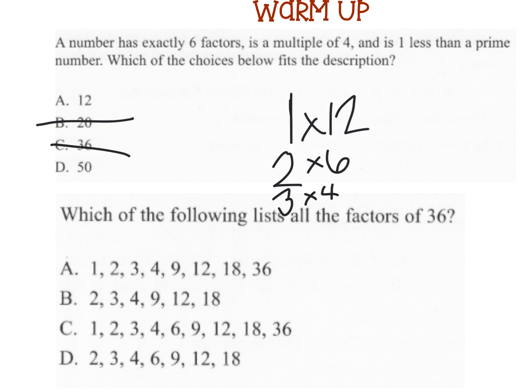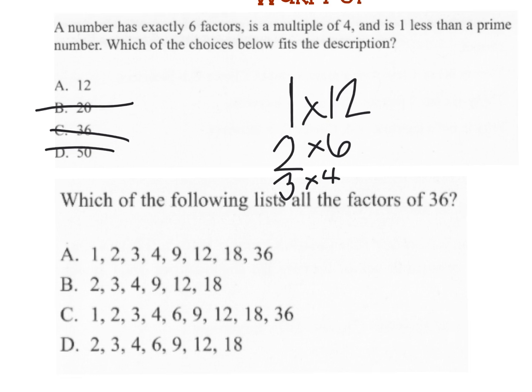And then 50 is 1 less than 51. 51 is not a prime number. 3 goes into 51, so that one gets eliminated as well. Good. Second question, which of the following lists all of the factors of 36?